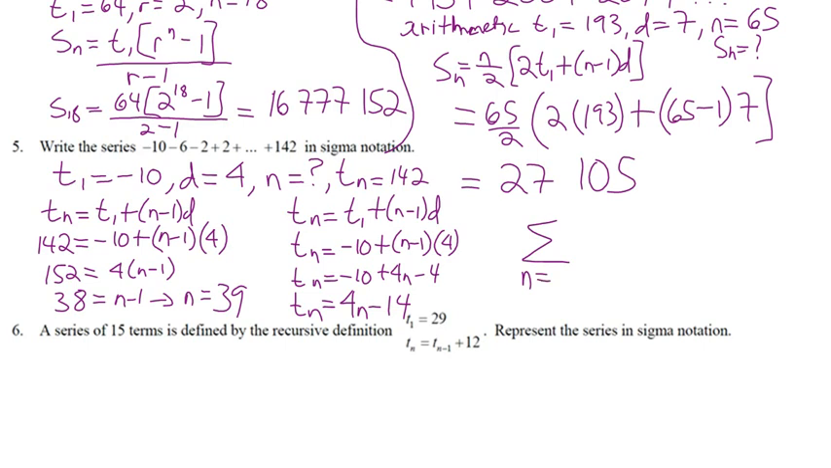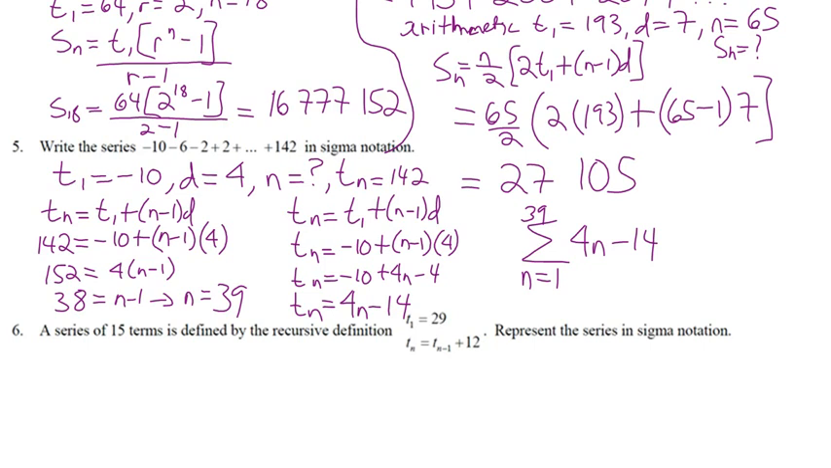Now we're going to use that in writing the sigma notation. You start with n as 1 and there are 39 terms, so you go to 39. And the general term is 4n minus 14. When you plug a 1 in there, you get 4 times 1, which is 4, minus 14, which is negative 10. When you plug a 2 in, you get 8 minus 14, which is negative 6. When you put a 3, you get 12 minus 14, which is negative 2, right? And that's generating this sequence. And lastly, if you want to check, when you plug in 39, you get 4 times 39, which is 156, minus 14, which is 142, and now you know, hey, I actually have this right.